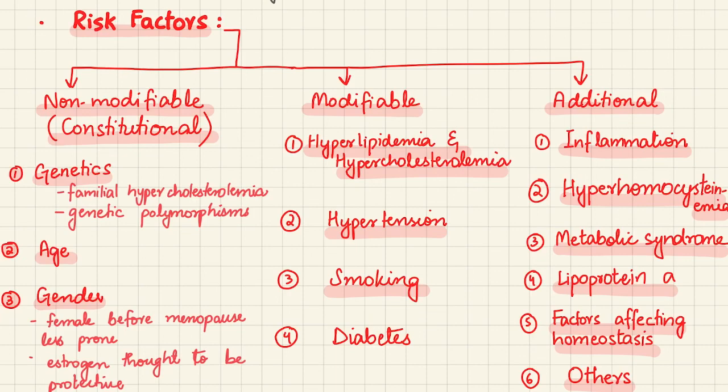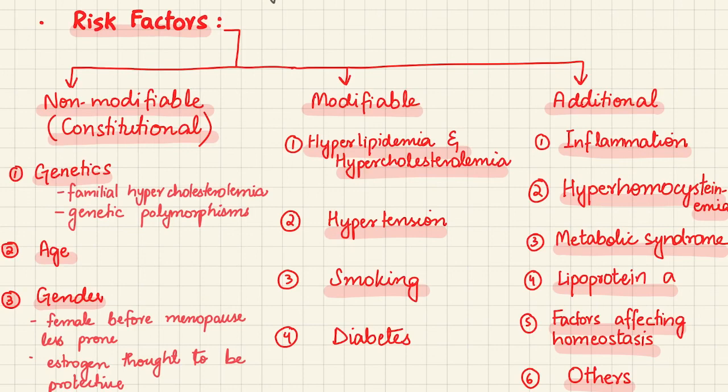Thirdly, metabolic syndrome is a constellation of obesity, hypertension, glucose intolerance, dyslipidemia, and a pro-inflammatory state. So when a person has all these ill effects already, he or she is more prone to atherosclerotic disease. Next, we have lipoprotein A.